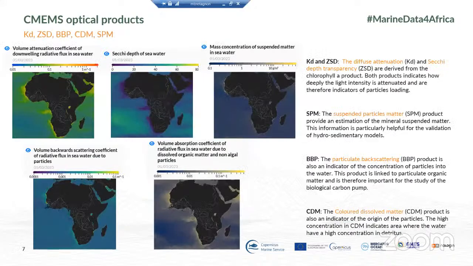One of the two first images on the top left, this one and this one, represent the diffuse attenuation and then the Secchi depth transparency. These two parameters indicate how deep the light penetrates the ocean. In coastal regions, due to the loading in particles, the light penetrates only a few meters and sometimes centimeters. Conversely, offshore, the layer in which the light penetrates is deeper.